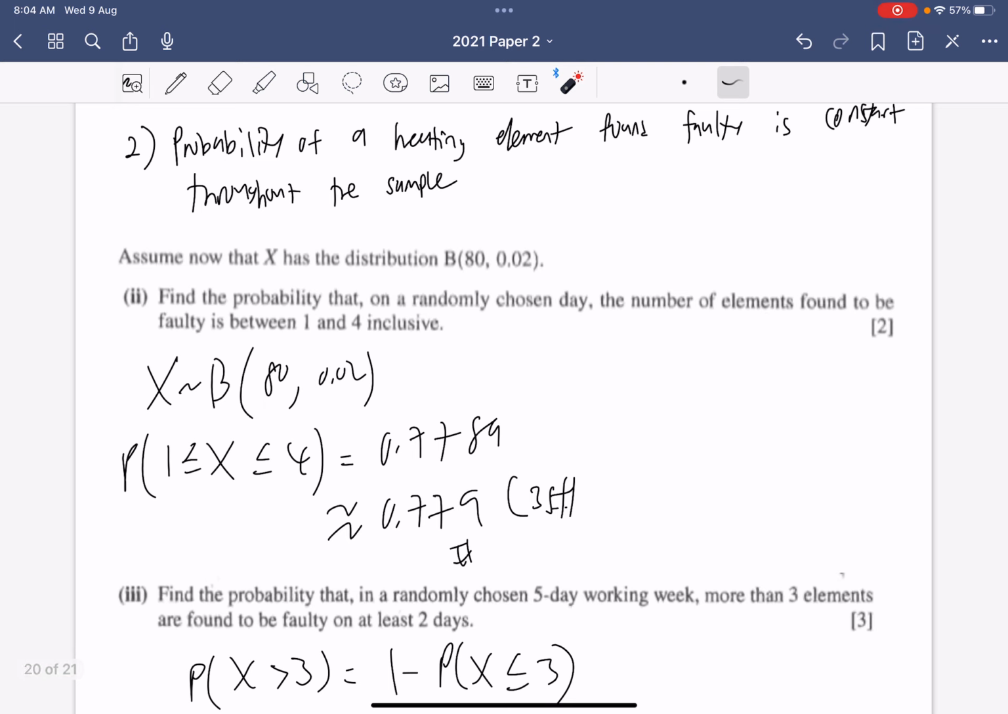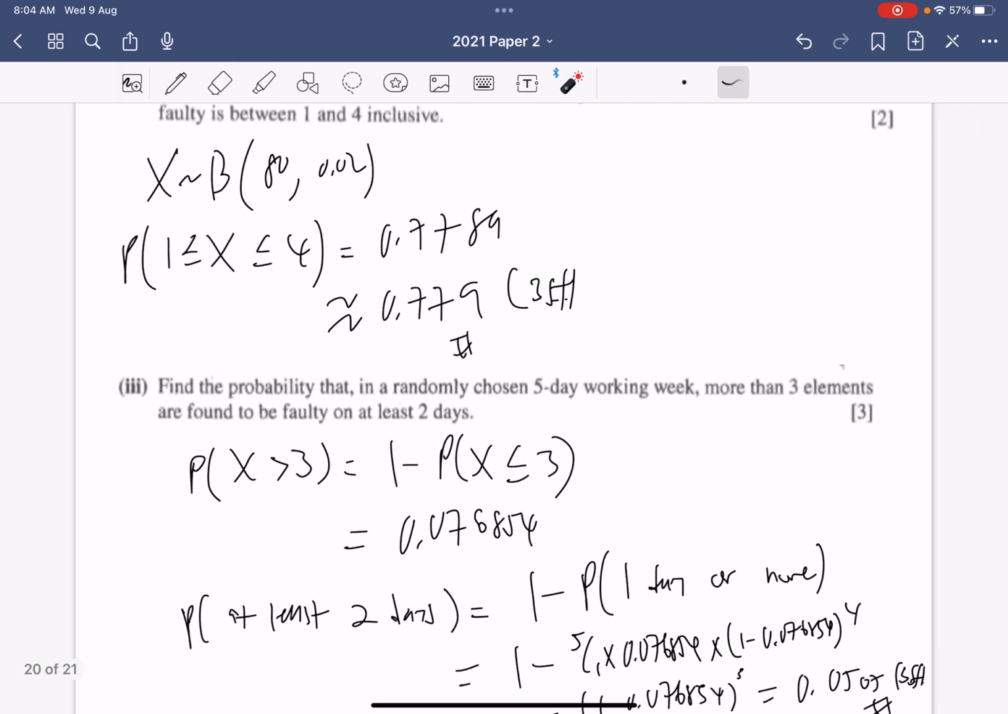Now X is distributed by binomial 80, 0.02. We're just supposed to find X between 1 to 4 inclusive. Again, use your GC and you should get the answer.